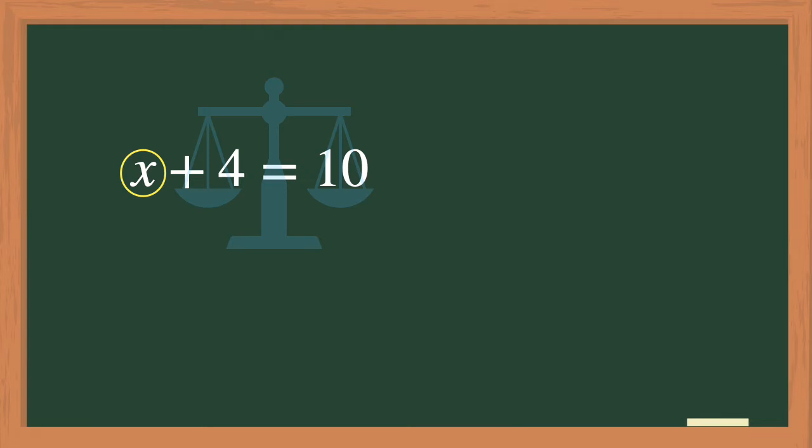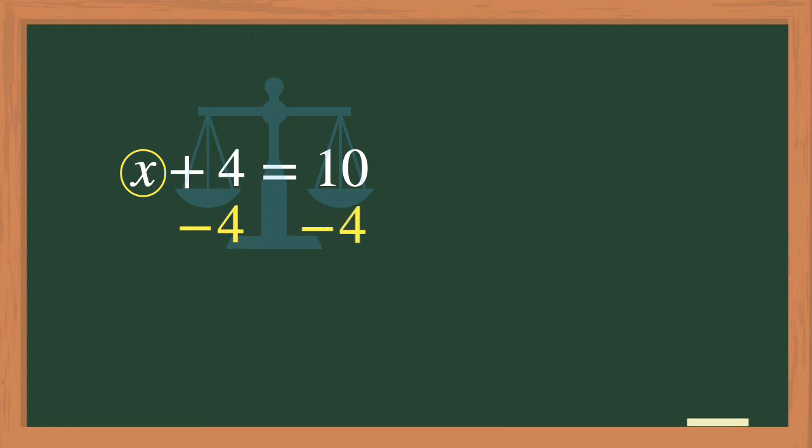But right now, there is a positive 4 being added to the x. So you will need to manipulate this equation so that the positive 4 is no longer being added to that variable of x. So how do you do that? Well, first you're going to undo the operation of addition, being careful to keep the equation balanced. So let's start by undoing the addition of 4 by subtracting 4. Now to keep the equation balanced, you need to do the exact same thing to the other side.